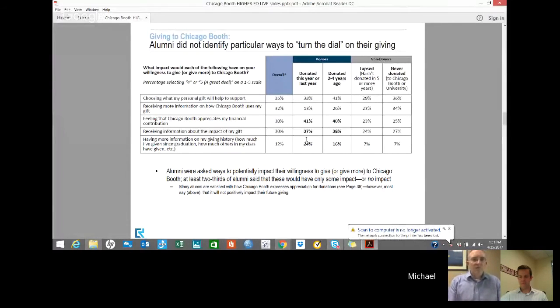We then asked what impact each of the following types of communications or outreach may have on their willingness to give, or give more, to Booth. We found here that there really wasn't anything that would turn the dial in terms of making them give more.